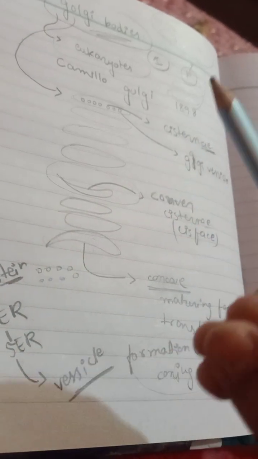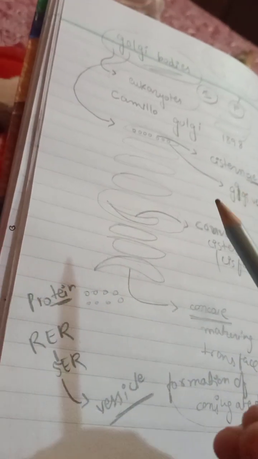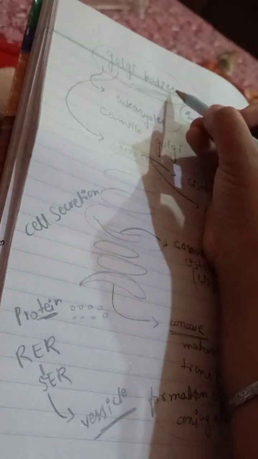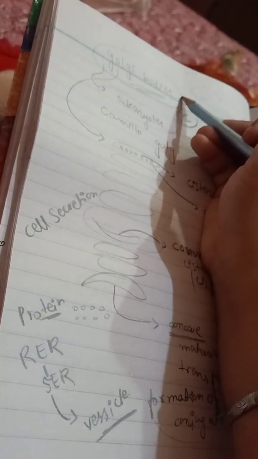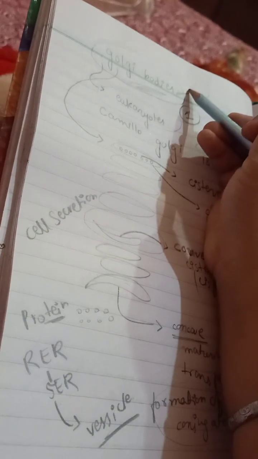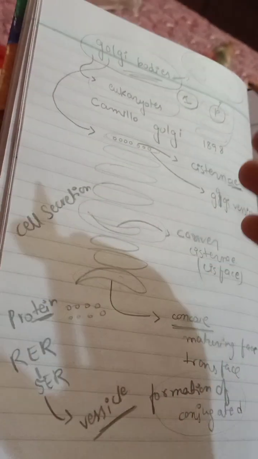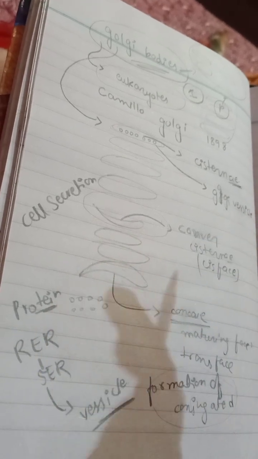The most important function of the Golgi bodies is cell secretion. Golgi bodies are present in most of the glandular cells. What are glandular cells? They are the gland cells which basically secrete out a secretion. So the secretory cells are there.